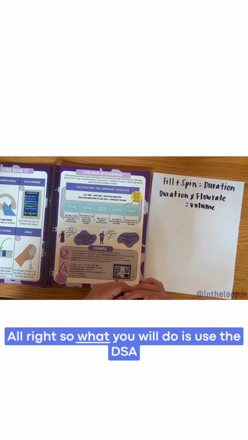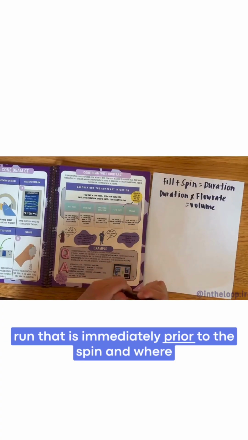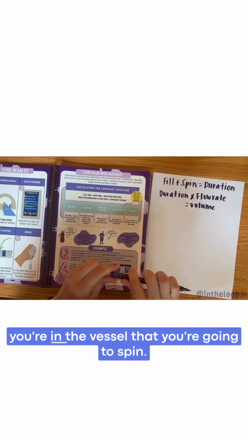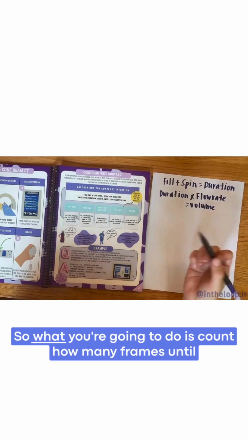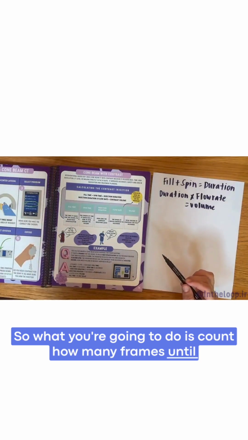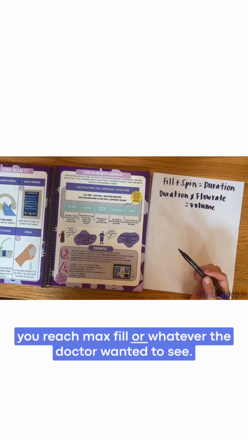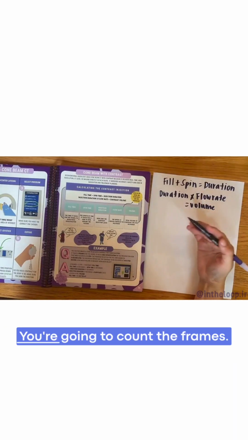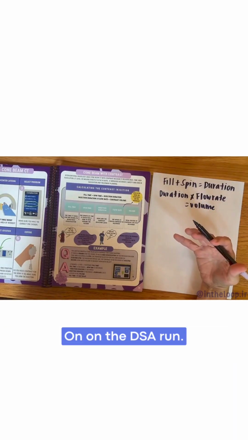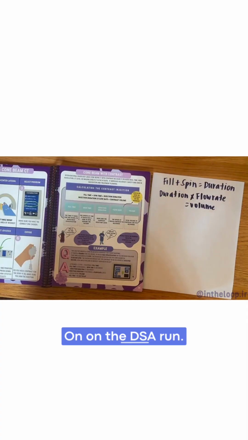What you will do is use the DSA run that is immediately prior to this spin, where you're in the vessel that you're going to spin. Usually we always do a DSA run before. So what you're going to do is count how many frames until you reach max fill, or whatever the doctor wanted to see. Maybe he wanted to see more tumor blush. You're going to count the frames on the DSA run.